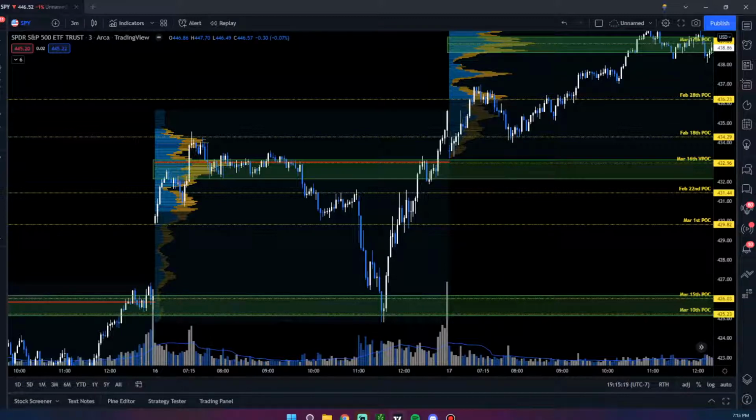Thanks. G Smith, volume shelves I draw on the 30-minute. If I was drawing them on the 3-minute, it's just because I'm scatterbrained tonight. I don't know why.